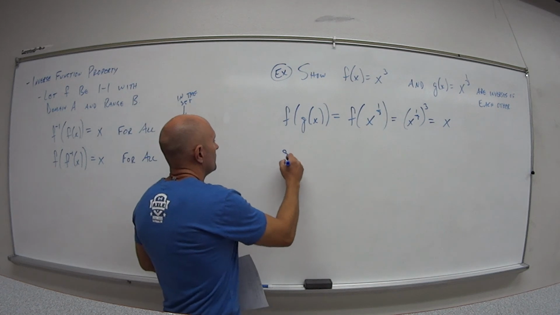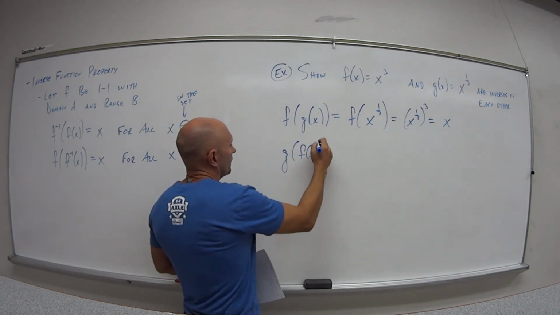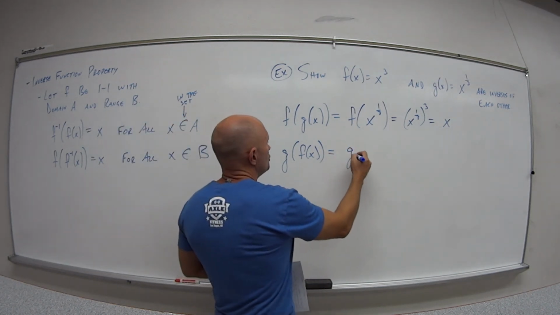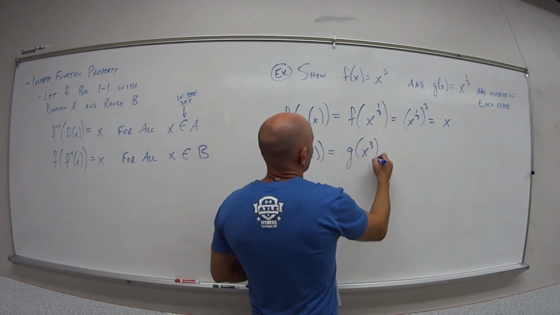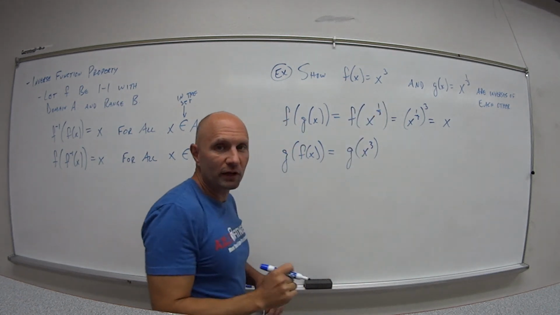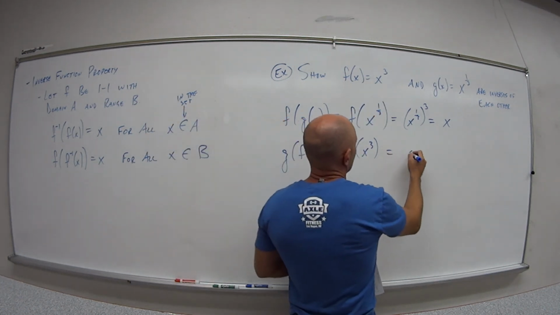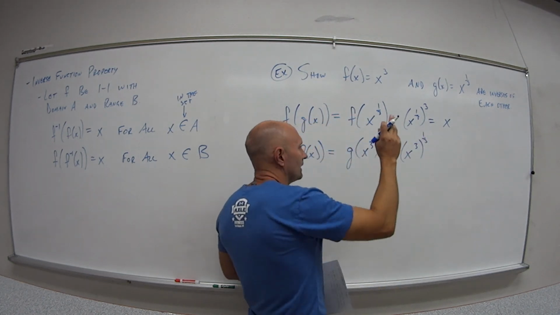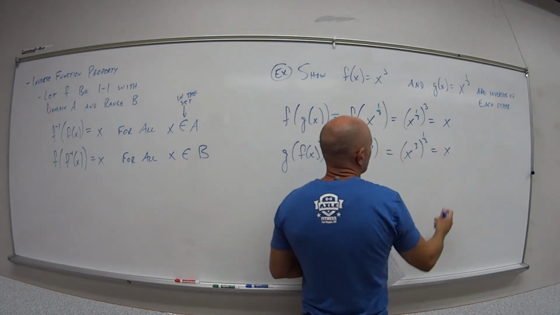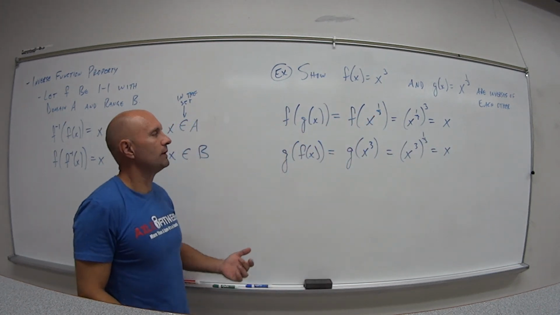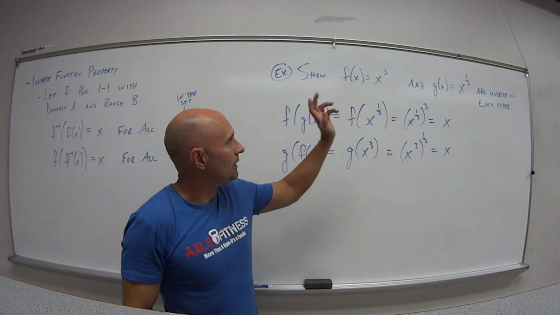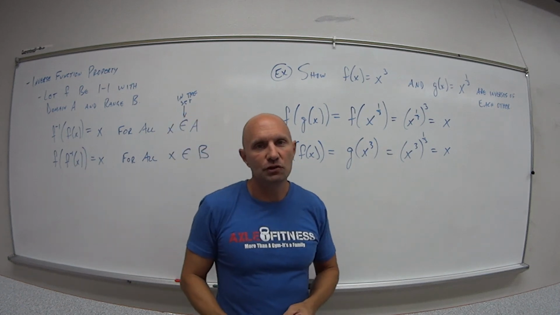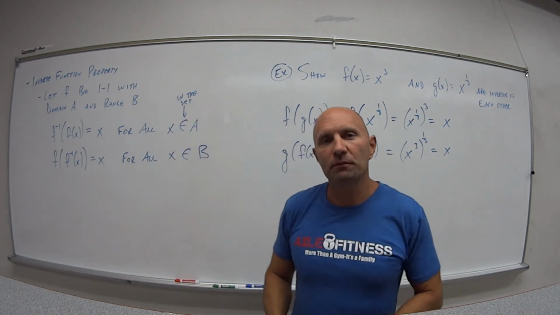Let's try the other way. Is g of f of x also equal to x? This is going to be g of x to the 3rd. If I plug x to the 3rd into my function g, this is going to give me x to the 3rd all raised to the 1/3 power. Again, 3 times a third is 1, so this is also x. So therefore we've shown by the inverse property that x to the 3rd and x to the 1/3 are inverses of each other. So that wraps up video 2.